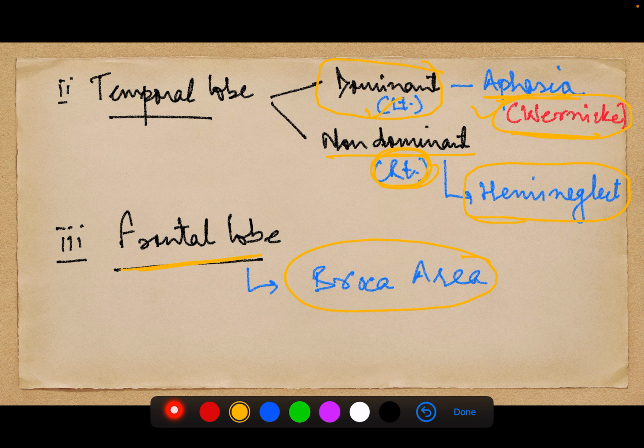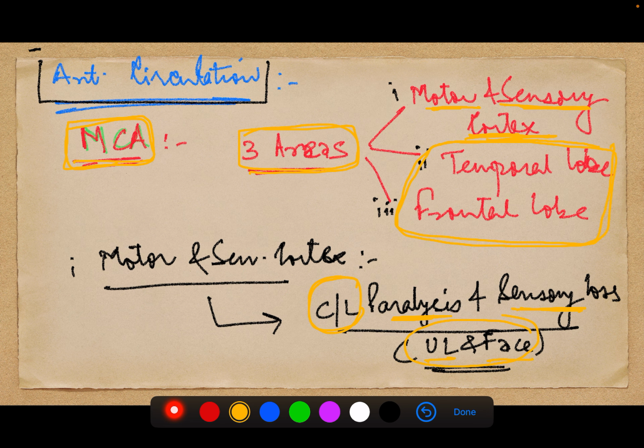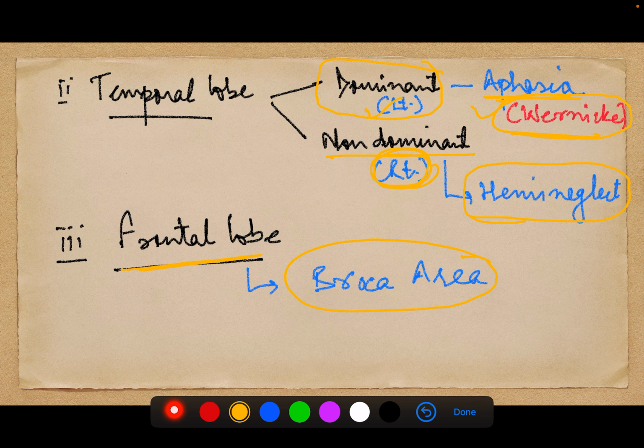So the person will have three symptoms in middle cerebral artery syndrome, or middle cerebral artery lesion. One, loss of sensation as well as paralysis of the upper limb and face on the contralateral, opposite side. Second, if the left-sided middle cerebral artery is affected, there will be Wernicke aphasia. If the right middle cerebral artery is affected, there will be hemi-neglect. And the third one is Broca's aphasia.